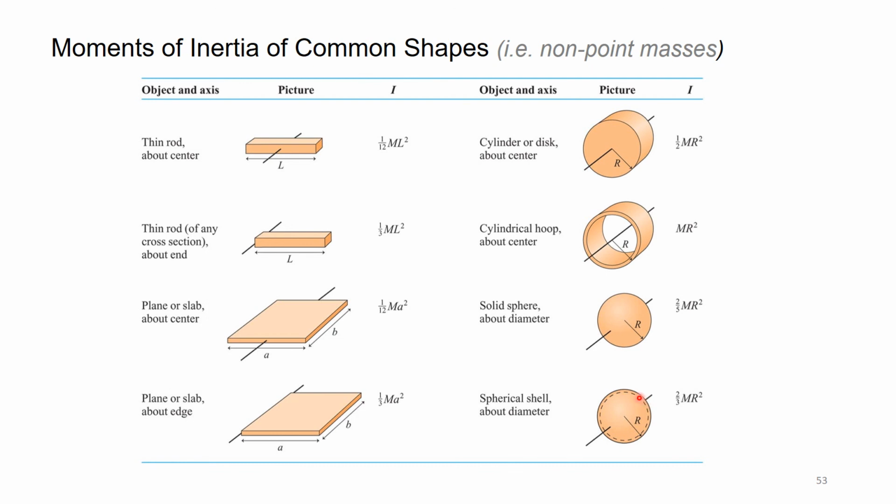So we have the moment of inertia for different shapes. As we discussed earlier, the moment of inertia depends on the choice of your axis, whether it passes through the center or somewhere else. And it also depends on the mass distribution. So a hollow cylinder versus a solid cylinder makes a difference.